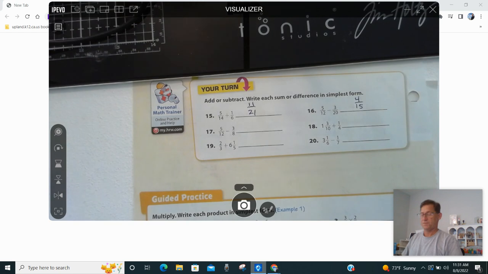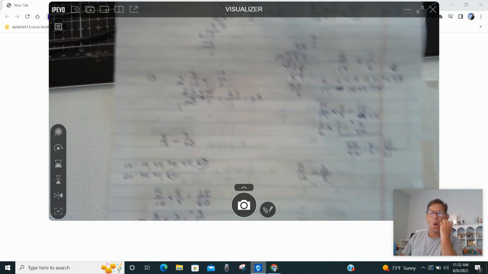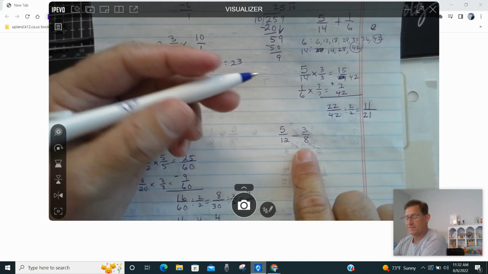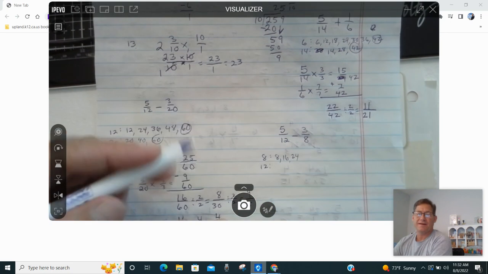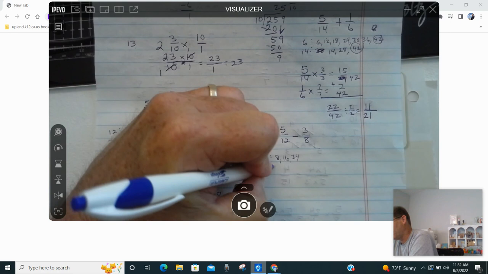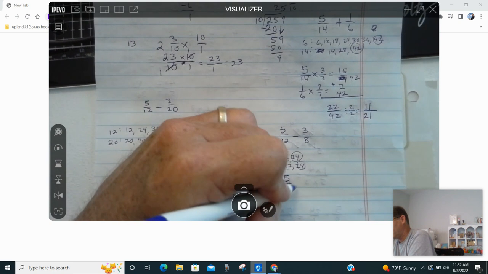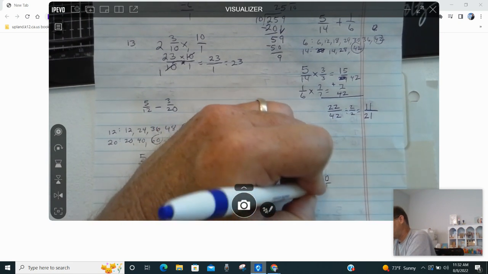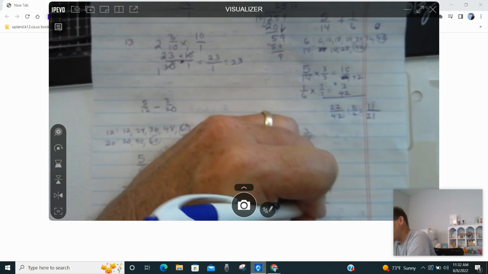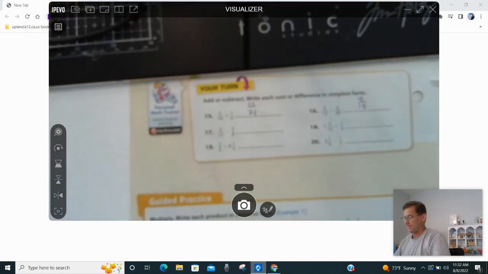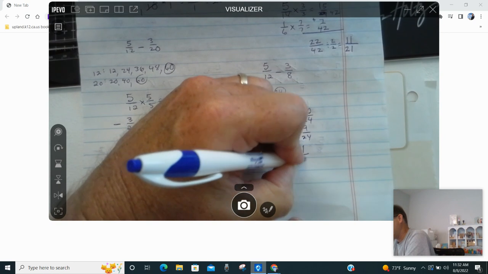17. 5/12 minus 3/8. Okay, so we have 5/12 and 3/8. I'm going to stop there at 24 because I know 12 can become 24. So 5/12 I'd multiply by 2 over 2, and I'd get 10/24. 3/8 I'd multiply by 3 over 3, and I'd get 9/24. Okay, since that is a subtraction problem, 10/24 take away 9/24 leaves me 1/24.